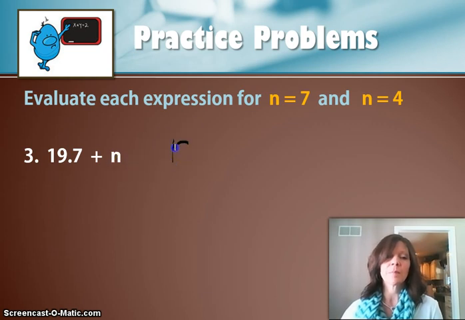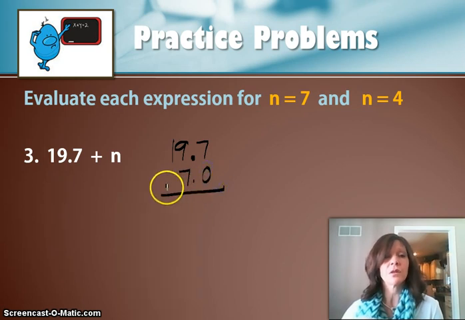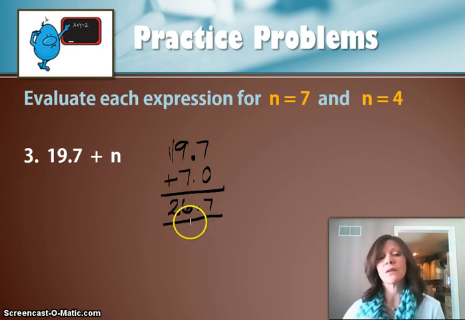To set these up, you've got 19 and 7/10. 7 is a whole number. The decimal comes after the whole number, and you annex the 0 to keep your columns straight. Add those together. 7 plus 0 is 7. Keep your decimal point in the same place when adding. 9 plus 7 is 16. Carry your 1. 1 plus 1 is 2. And your answer for n equals 7 is 26 and 7/10.